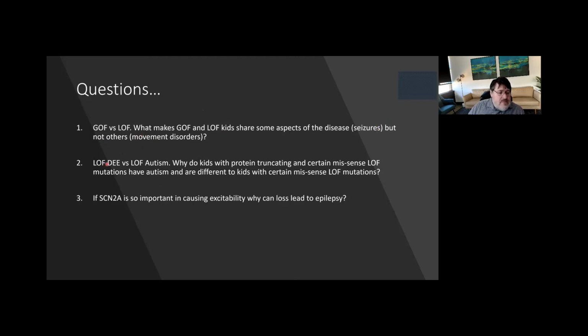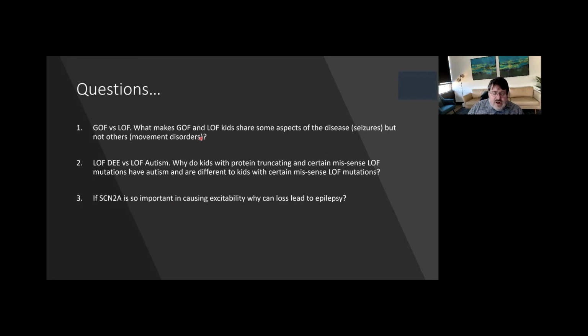Why? I mentioned this before, loss of function developmental encephalopathy versus loss of function autism. Why do kids with protein truncating and certain missense loss of function mutations have autism and often without seizures? And why are they different to kids with certain types of missense loss of function mutations? That's a really good question that we don't fully understand yet, but a question that we need to keep asking.